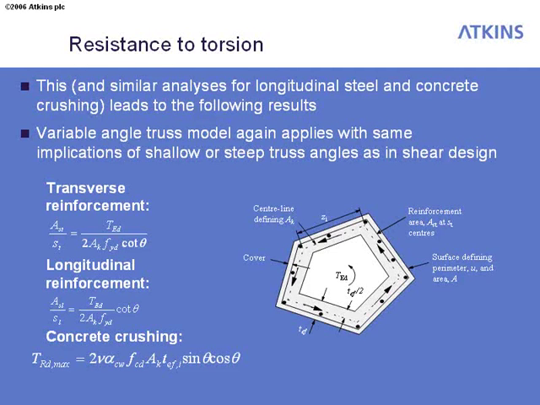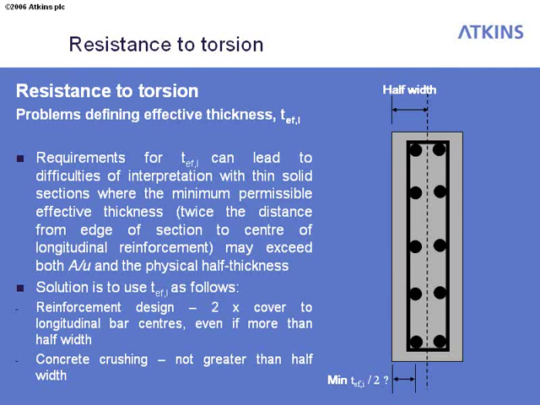But the reverse is true when you look at concrete crushing, because the smaller you make the effective wall thickness, the more critical concrete crushing will become. There are some practical problems, and I'll illustrate this when I walk through an example at the end, with that definition of effective wall thickness not being allowed to be smaller than twice the distance to the centre of the longitudinal bars.